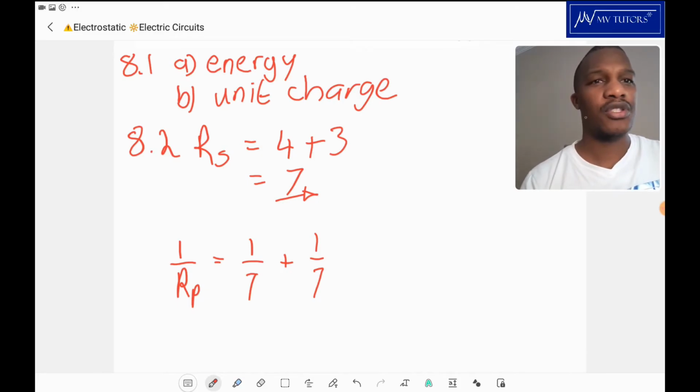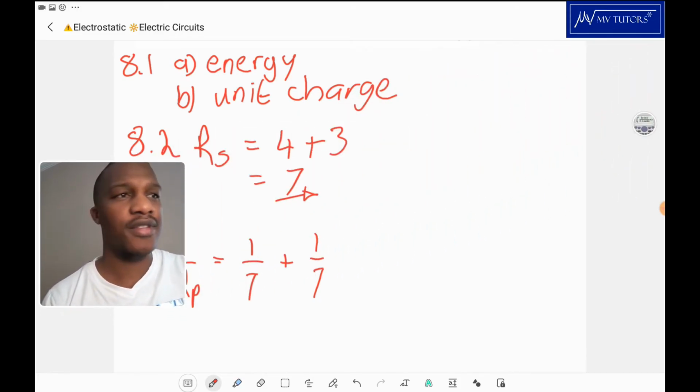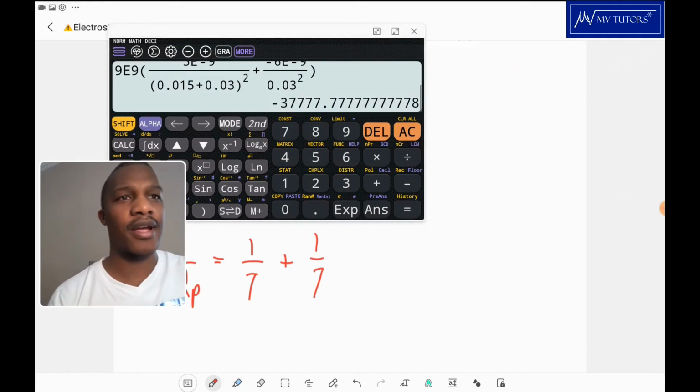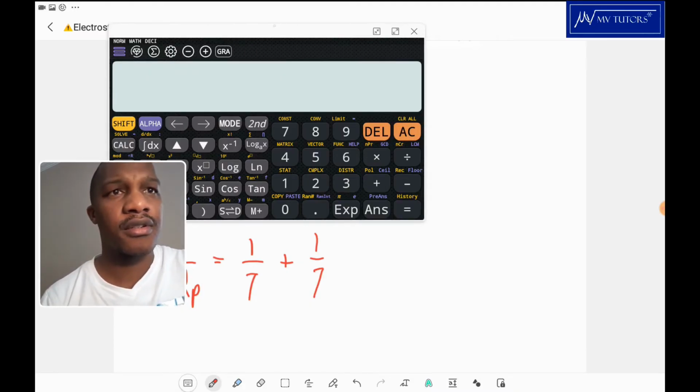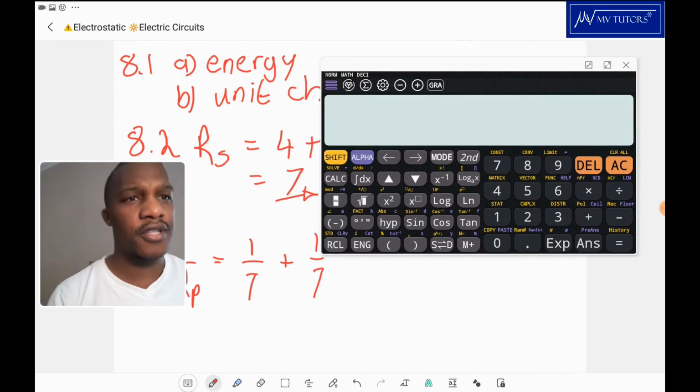Now we need a calculator. So I'm just going to move my camera this side so that I can access my calculator. Oh, my wife left this, didn't clear it. I'll just clear it, put it this side.